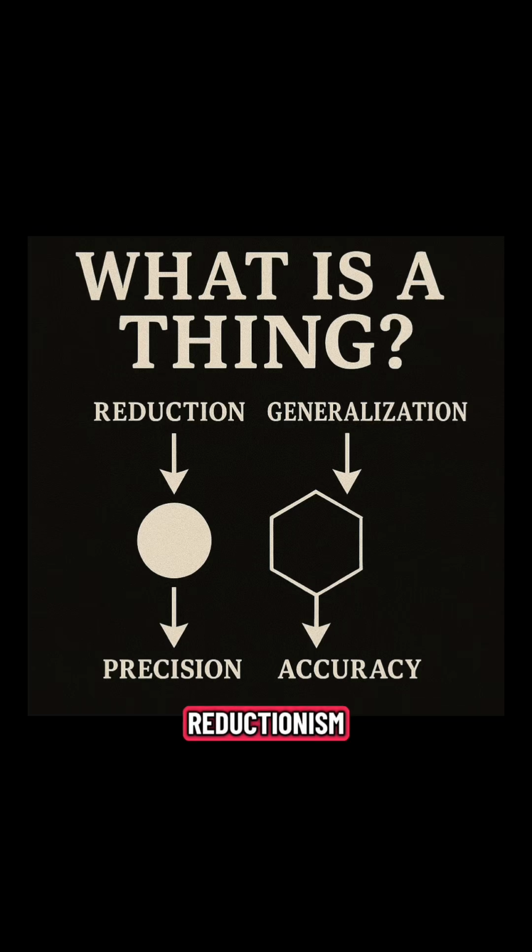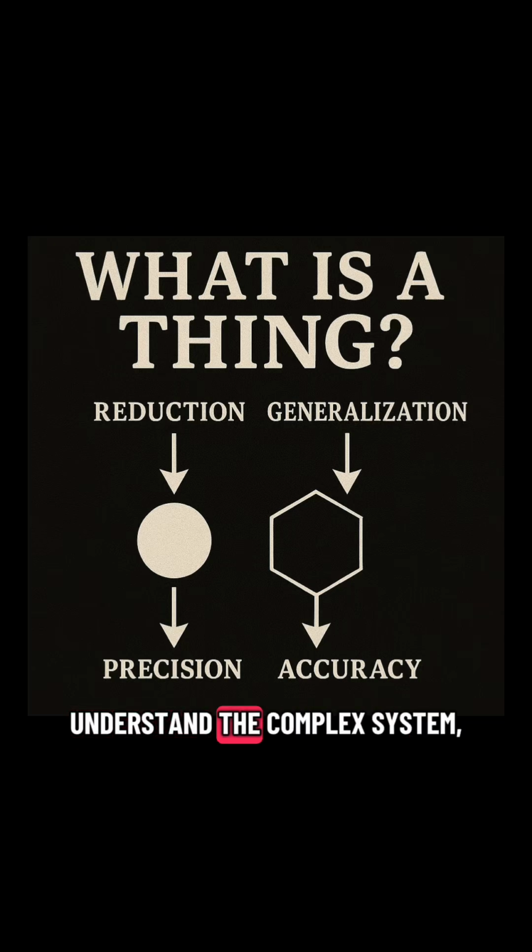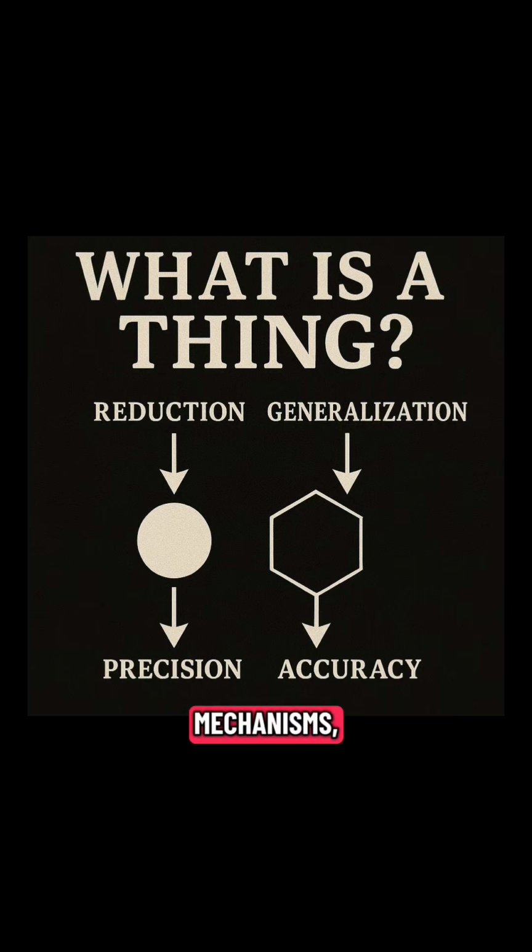Reductive approach, reductionism. The reductive approach defines a thing by dissecting it into simpler, more manageable, or more basic constituents. It is a bottom-up method based on the principle that to understand a complex system, one must scrutinize its discrete elements. Focus: discrete parts, components, or lower-level mechanisms, for example, atoms, genes, neurons.